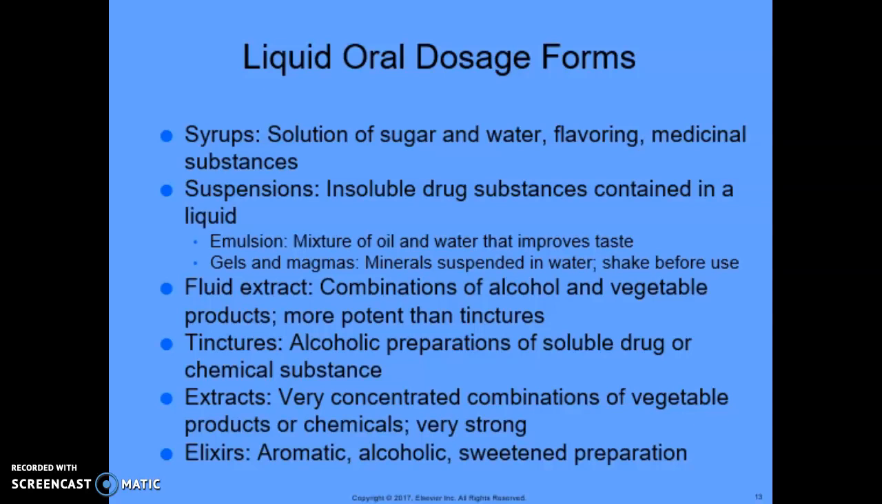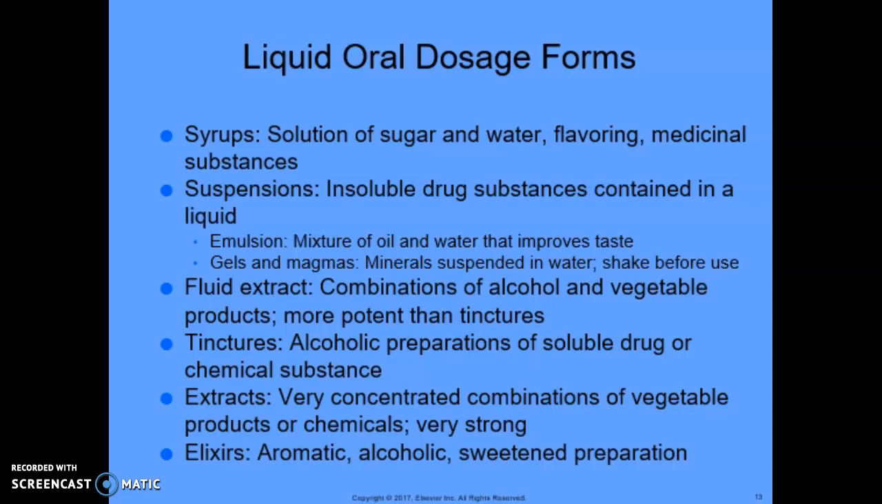Suspensions are soluble drug substances contained within the liquid. An emulsion is a mixture of oil and water that improves the taste. And gels and magmas are minerals suspended in water. It's really important with these that you shake before administering, or before they take it.